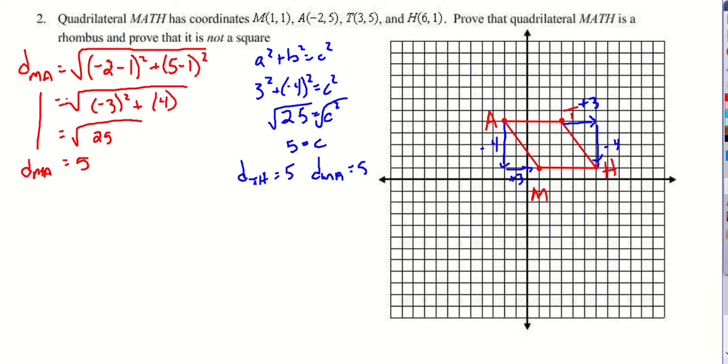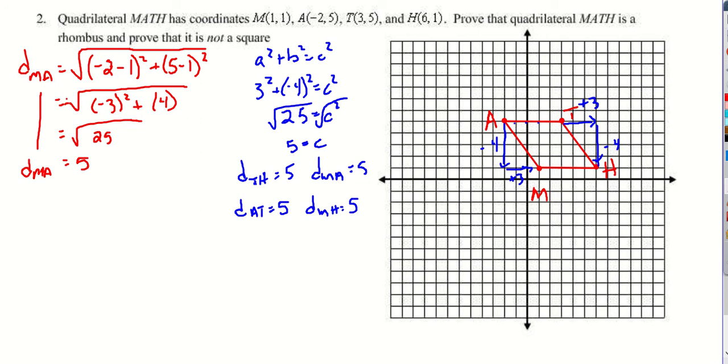All right. Now, we also know the distance of AT, we can just count, is 1, 2, 3, 4, 5, and the distance of MH, 1, 2, 3, 4, 5. So I'm just going to make those as well. The distance of AT is 5, and the distance of MH is 5. Okay, so now we have enough. We can go ahead and make our statements.